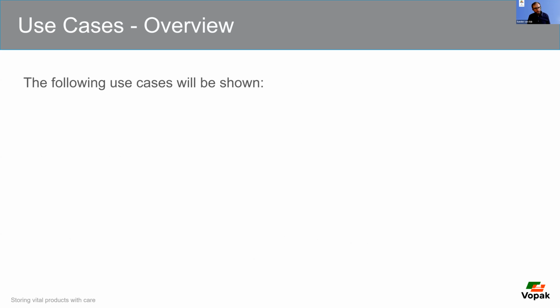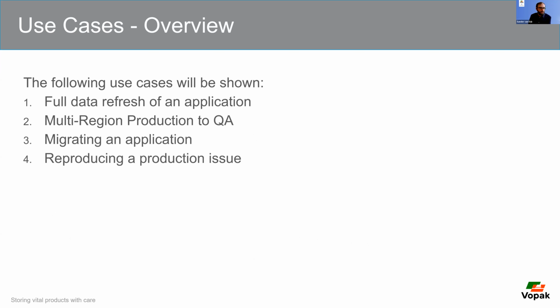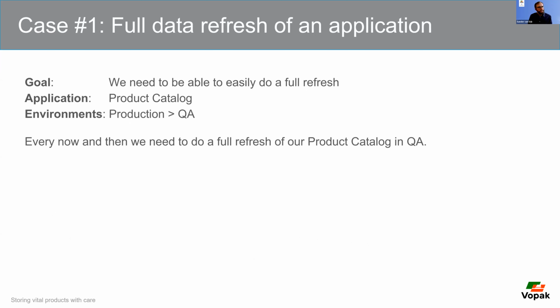So there will be 5 use cases that I will be talking about. One, full data refresh of an application. The second use case will be about multi-region production to a single QA environment. Third one about migrating a full application, reproducing a production issue, also very interesting and useful, and a snapshot for training purposes, where the scheduler will come back as well.